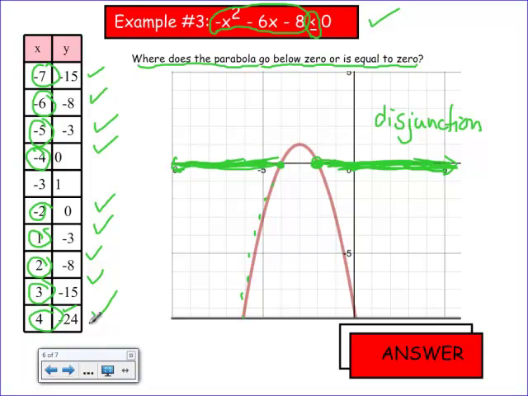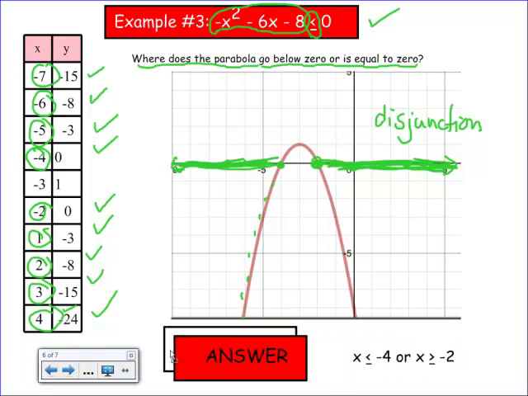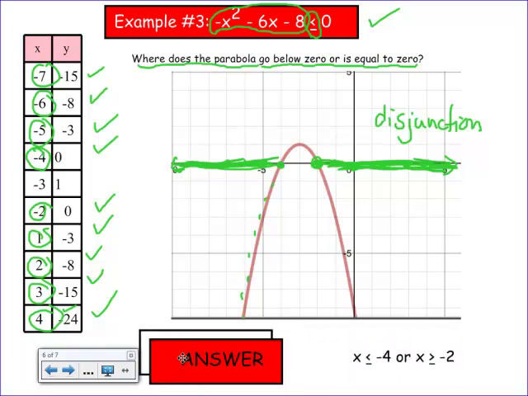So now how do we write that? In disjunction form, any x value less than or equal to -4, or any x value greater than or equal to -2. That's what made my parabola go below or equal to 0.